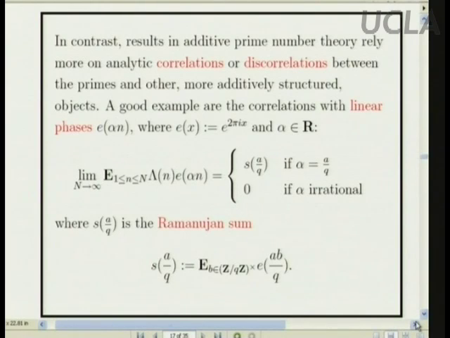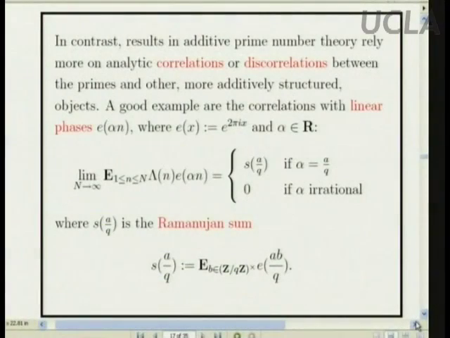So additive prime number theory is much more analytical, much more sort of statistical. You don't ask for magic identities about the primes because they tend not to exist when you look at additive structure. Instead, you ask for statistical properties of the primes, not what the primes are exactly equal to, but sort of how they behave. So how they correlate with things, how they discorrelate with things, especially additively structured things.